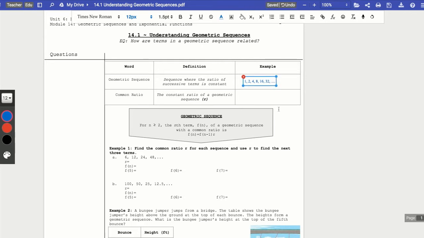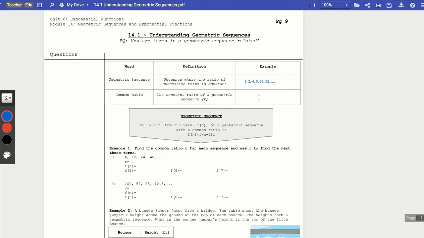So as you can see, each time I'm multiplying each term by 2 to get to the next term. So it's not adding. It's not like a sequence like what we had before. This is multiplying. So the common ratio of a geometric sequence is how much you're multiplying by each time. So in this case, r would be 2 because I multiplied by 2 each time.